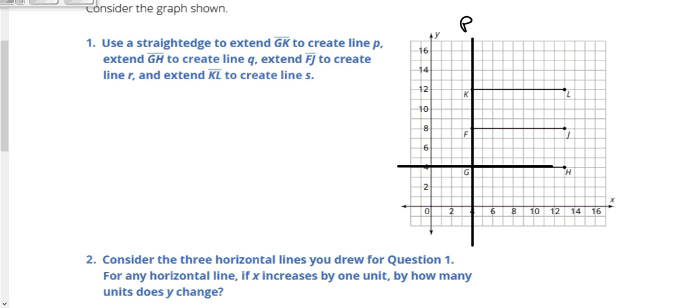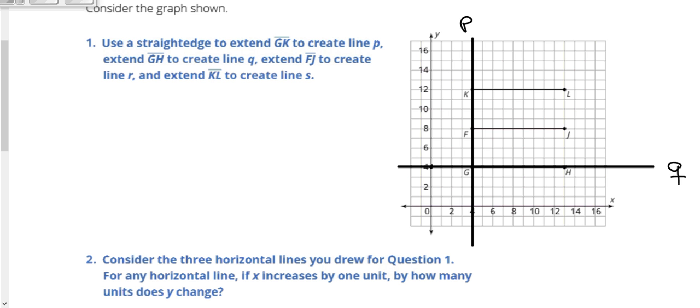We're not going to do all of them. Once you do one, you kind of have done the other. And then we got to find some, oh, and GH is what? Q. So this is line Q over here. All right, and then we need to find some points. So I need to find some points on line P, and I need to find some points because we're going to be dealing with slopes.